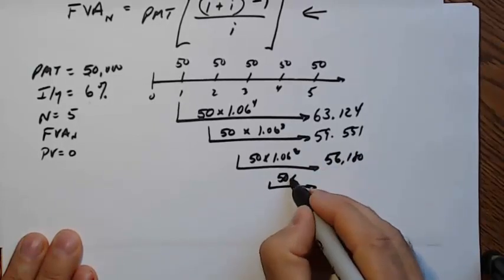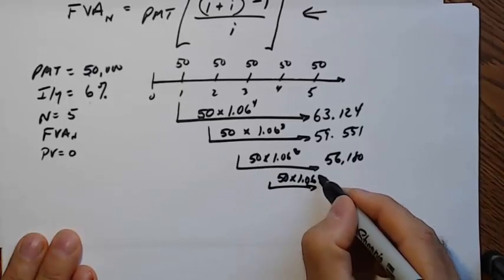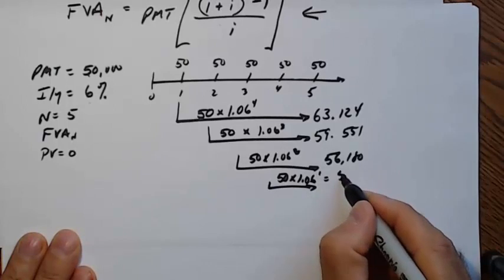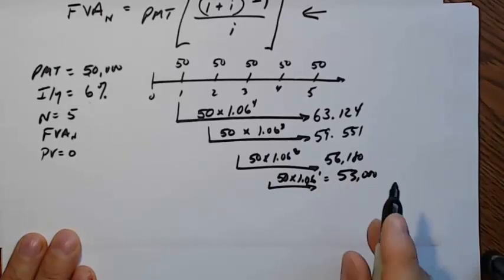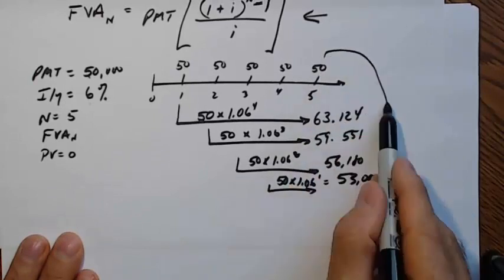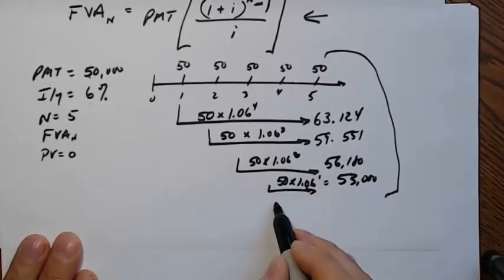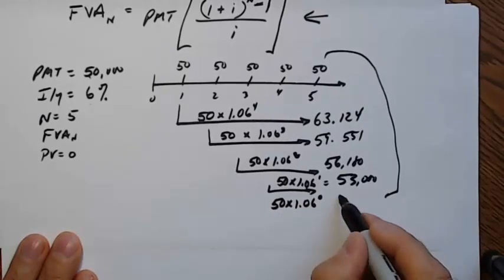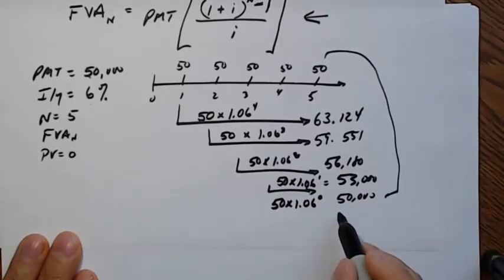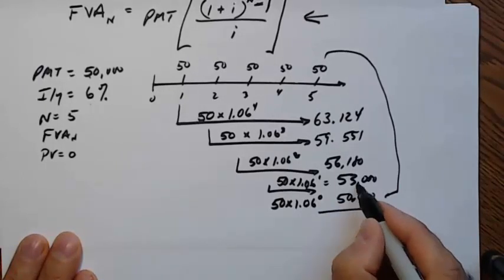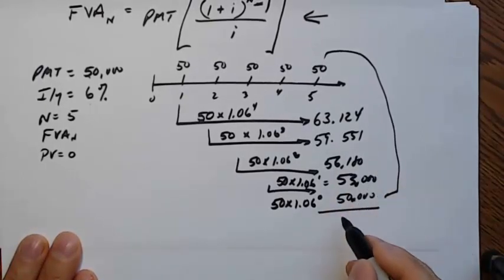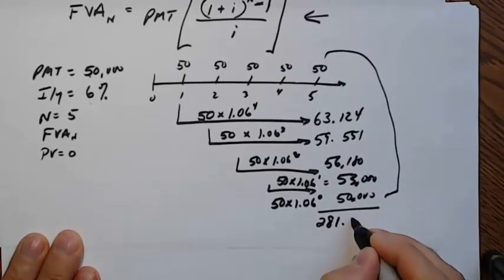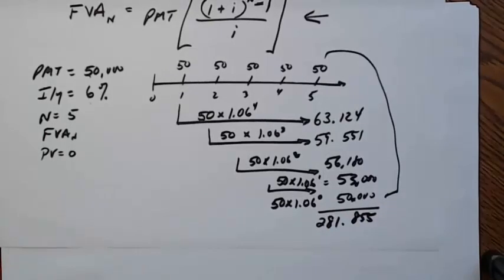Second to the last, 50 times 1.06. You don't really need to put anything here. You can put it to the 1 power, but it doesn't do anything mathematically. 53,000. Plus you need to add that last number. And mathematically, you could just say 50,000 times 1.06 to the 0 power. And anything to the 0 power is itself. So when you add this up, oops, these are decimals here. When you add this up, you get 281.855.